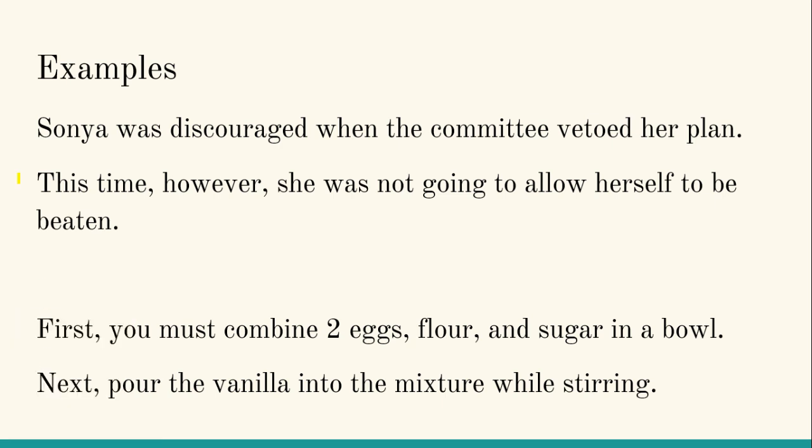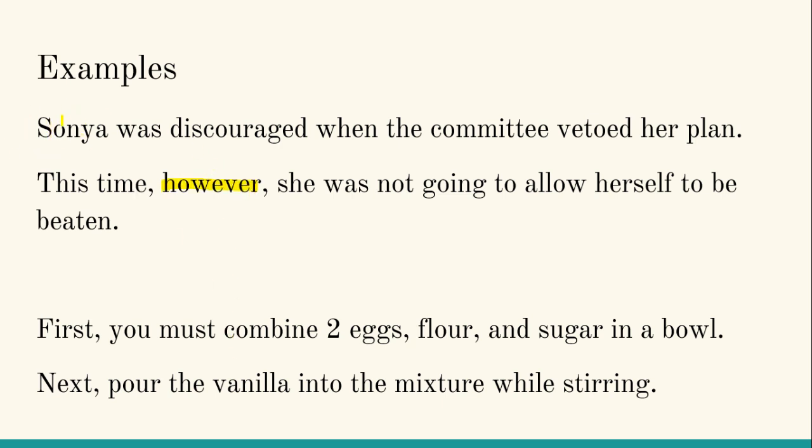Here we have the sentence, "Sonia was discouraged when the committee vetoed her plan." This is our first sentence here. We're going to look for those discourse connectors in the following sentence. "This time, however, she was not going to allow herself to be beaten." We can see that this part, "this time, however," references the previous sentence.